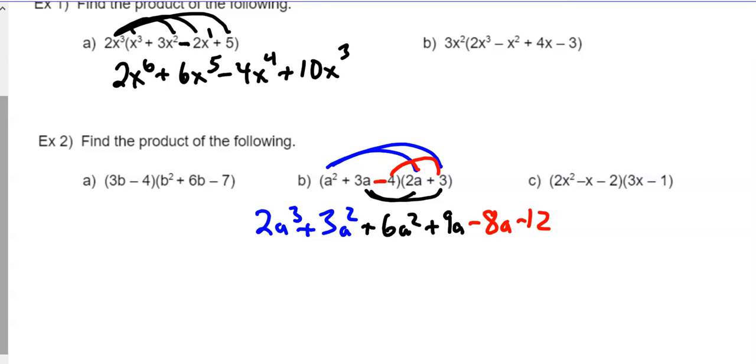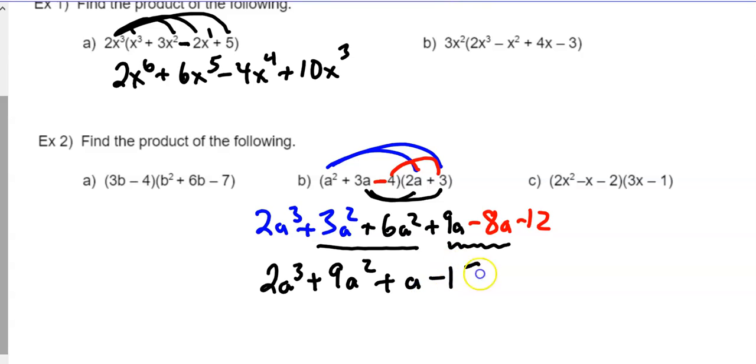Here's also where it's going to differ slightly. I now have like terms, where I did not have that before when I took a monomial times a polynomial. Like terms are anything with the same variable and same exponent. So this 2a cubed has no like terms. But now I can actually add these. I don't add exponents. I only add the coefficients in front, so that'd be plus 9a squared. These are also like terms, so I'd get plus a minus 12.